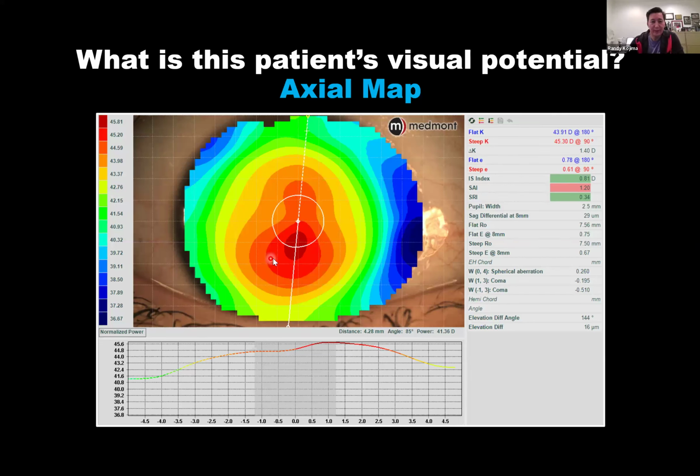If we put the axis line in the vertical here, we can cut it right through the steep spot. But when you look at the profile, there's maybe a less than 2 diopter difference in power between the flattest point and the steepest point within a 5 millimeter pupil.